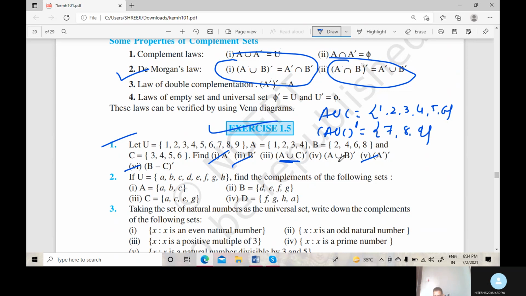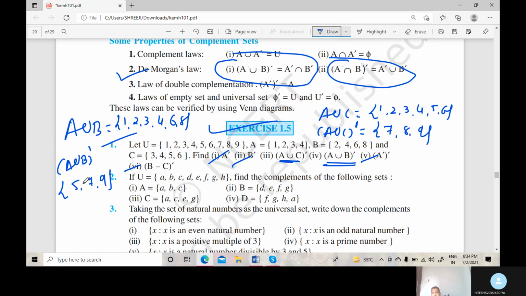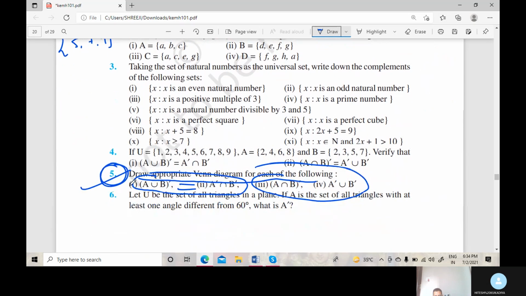Is that clear, students? Now A union B. First we find A union B: 1, 2, 3, 4 and 2, 4, 6, 8, so 1, 2, 3, 4, 6, 8. Now complement of A union B: 1, 2, 3, 4 cancel, 5 remaining, 6 cancel, 7 remaining, 8 cancel, only 9 remaining. So the complement of A union B is 5, 7, 9. Did you understand, students? Okay, done. Now question 2 completed, 3 completed. Now we discuss question number 4.